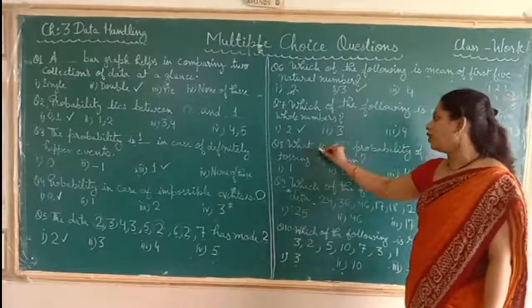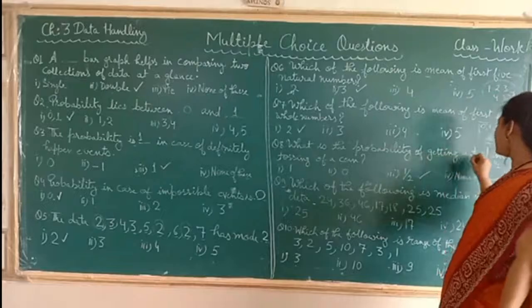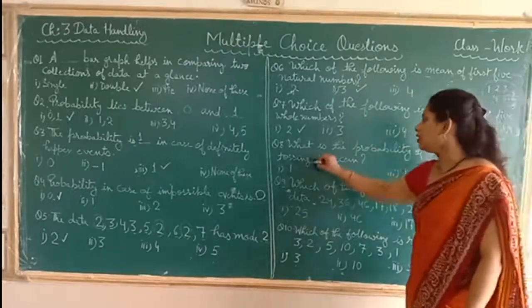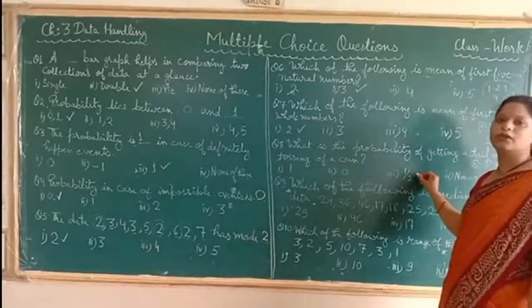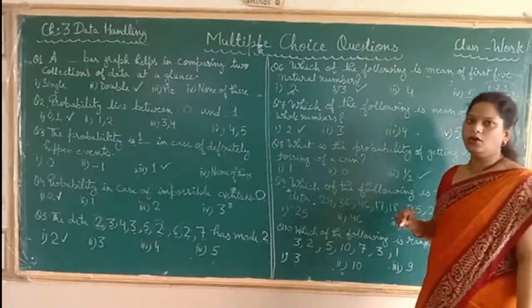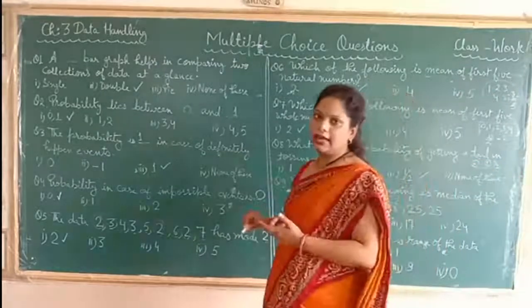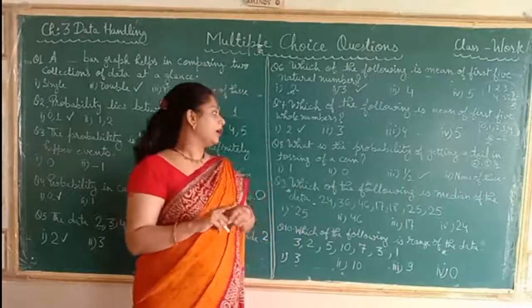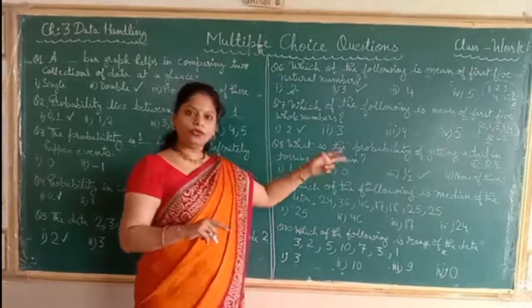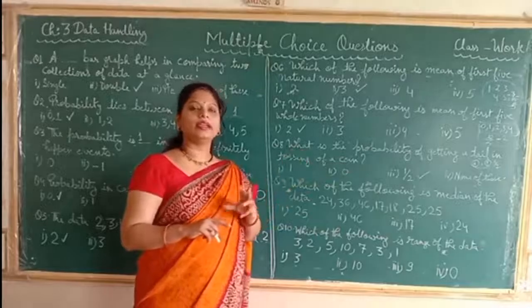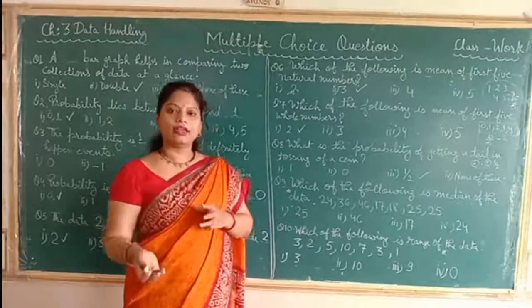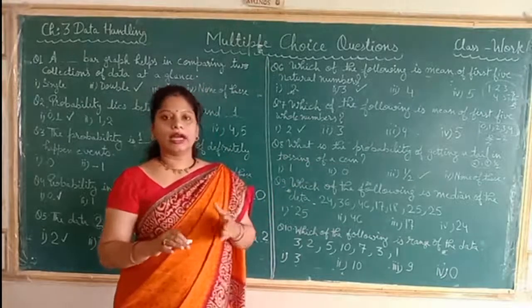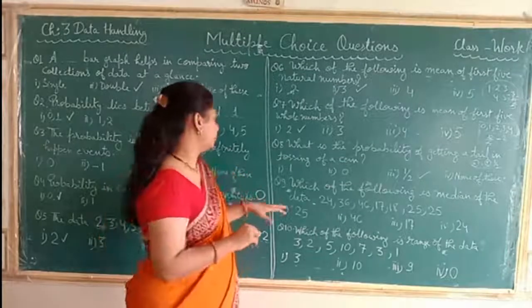We can say the probability of getting a tail in tossing a coin is equal to half. How? Because we need a tail, which comes once out of 2, because in total we have head also and tail also. So the answer will be 1 by 2.